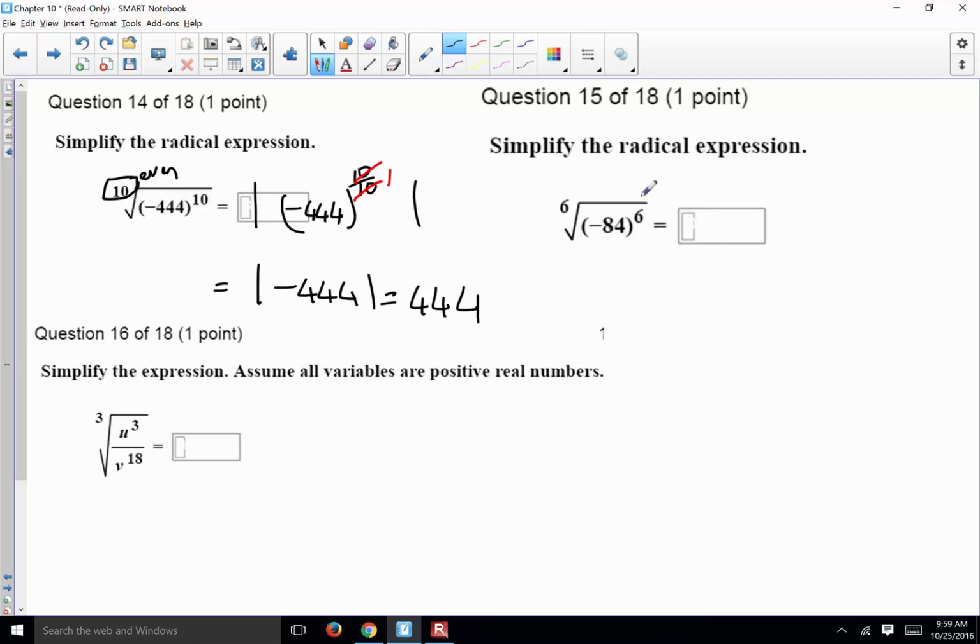This one. Alright, do this one, somebody. First response will get credit. What's that? Positive 84. One answer is positive 84. Is he right? I don't know. Any other answers?